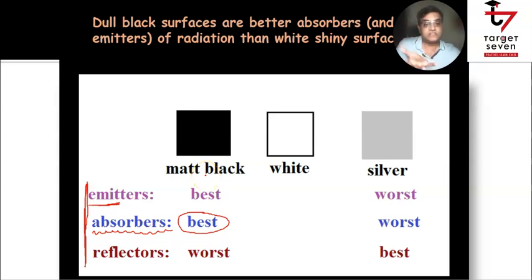Now, if there is something which is absorbed, am I also allowed to say after a certain duration of time it will also be emitted? Which means if I have a good absorber of radiation, it can also be considered as a good emitter of that radiation. Now, is it necessary that everything that is absorbed will always be emitted? The answer may be a yes, may be a no as well.